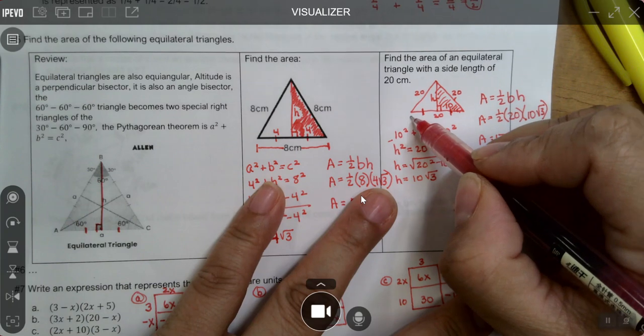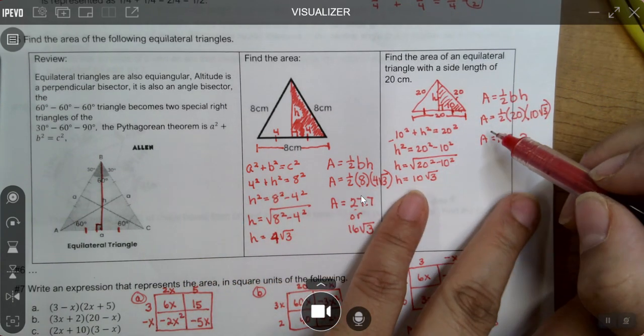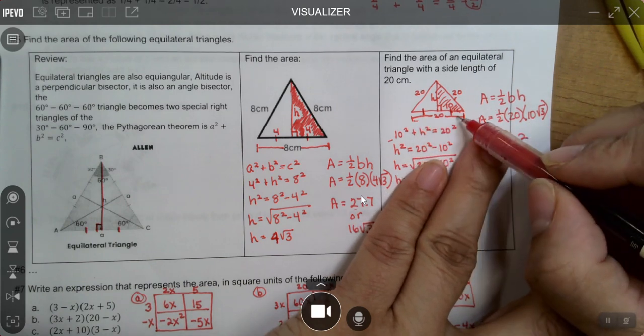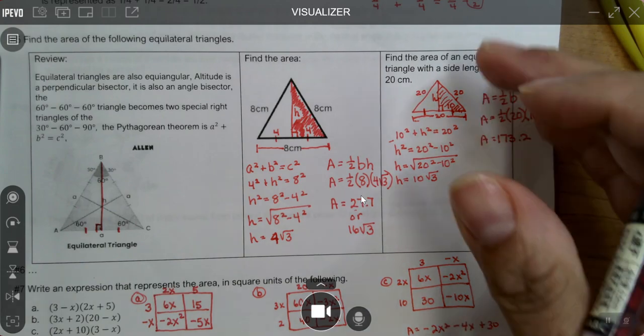And once again, when I do the area calculation, I need to use the full base. So that's why this is 1/2 times the 20 times the 10 radical 3, which is 173.2.